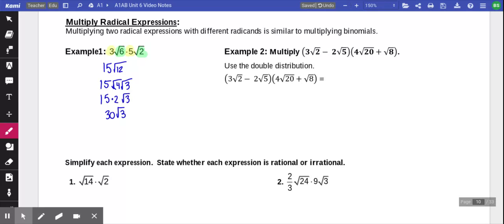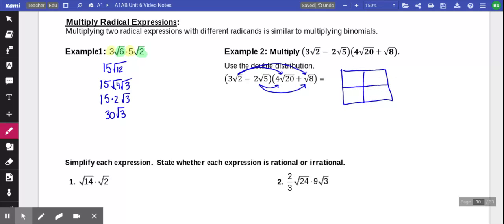In example 2, we're going to use something called double distribution. Double distribution just means that each piece is going to multiply to each piece in each binomial. So the 3 radical 2 multiplies to both of them in the other binomial, and then the negative 2 radical 5 multiplies to both of them in the other binomial. I'm going to show you a way right now to organize this.